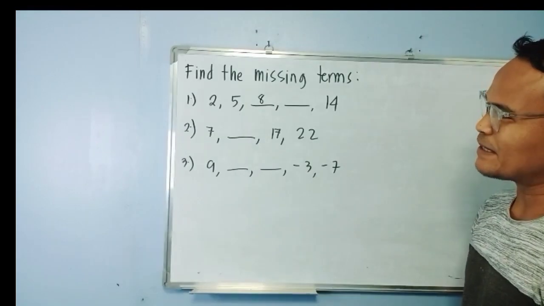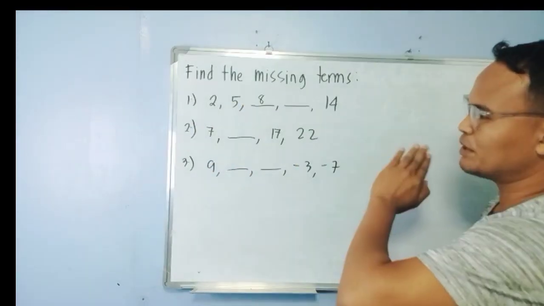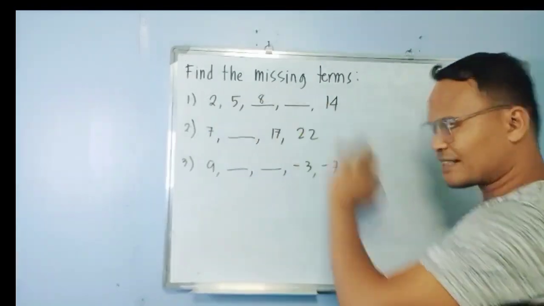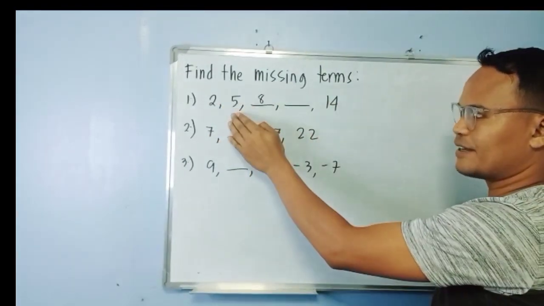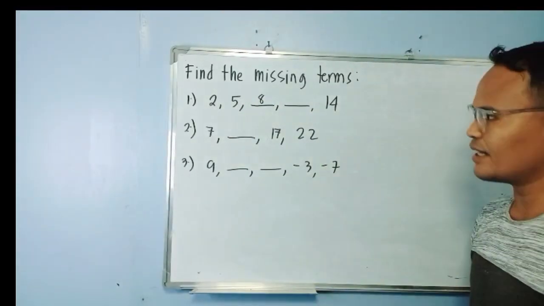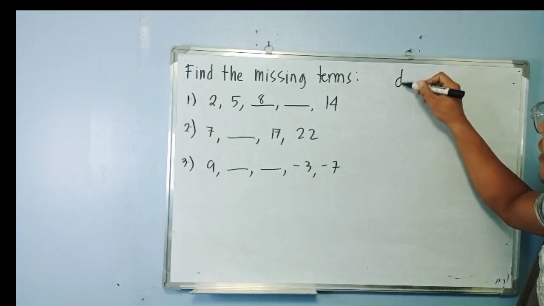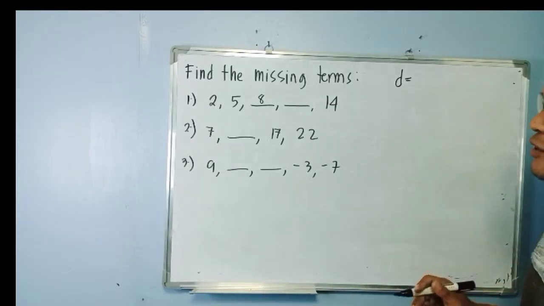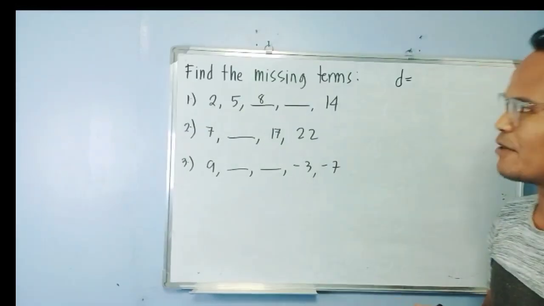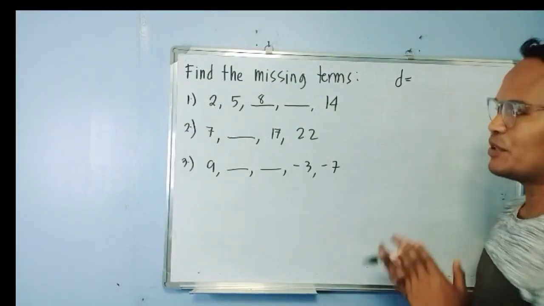Because what is the common difference in our sequence? The common difference is 3. We added 3 to each term to obtain the next term. So 2 plus 3, that's 5. By the way, as I said earlier, that common difference is very important to find the next term. We cannot find the next term of an arithmetic sequence if we have no common difference.